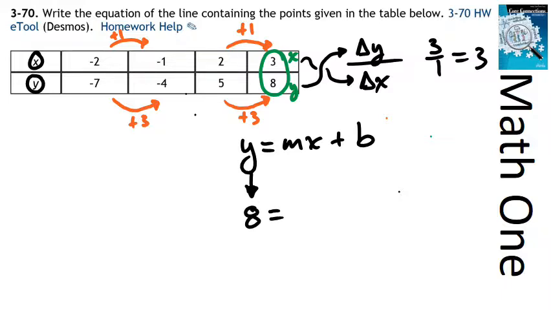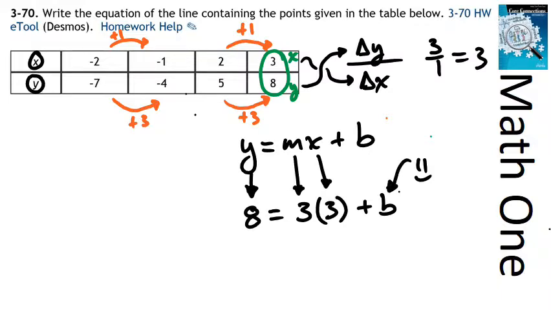My slope, we found out, was just the number 3, so my slope is 3. And the x value for the point I selected was also 3. So I have 8 equals 3 times 3, and then plus b. So you can see x, y, and m were just plugged into this equation, and the only variable I'm left with is b, which is great because that's what I wanted to find, right? I'm trying to figure out my y-intercept.